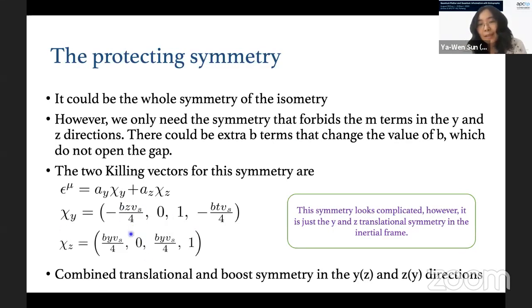So this means that observed in this new non-inertial reference frame, the symmetry looks like this. But observed in the original inertial reference frame, the symmetry is just the Y and Z translational symmetries. So this we could easily do in experiments.